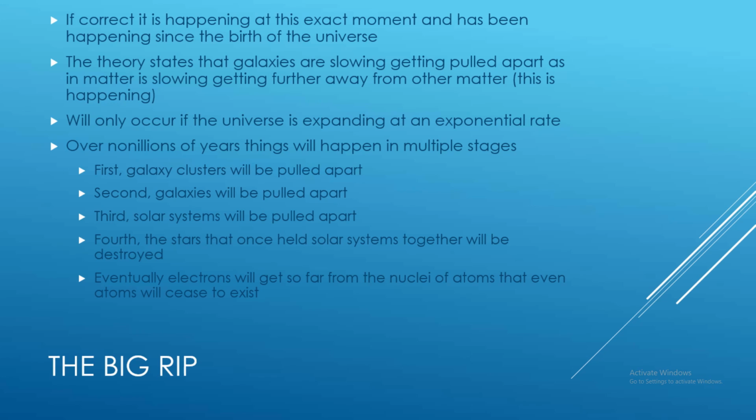The theory states that galaxies are slowly getting pulled apart, and eventually matter is getting pulled further apart from itself, and that's happening. And this will only occur if the universe is expanding at an exponential rate, unless it isn't, because if it's expanding at a linear rate or it's decreasing exponentially, the next slide will cover the decreasing exponentially, but if it's doing anything other than exponentially growing, it won't really happen. So there's that.